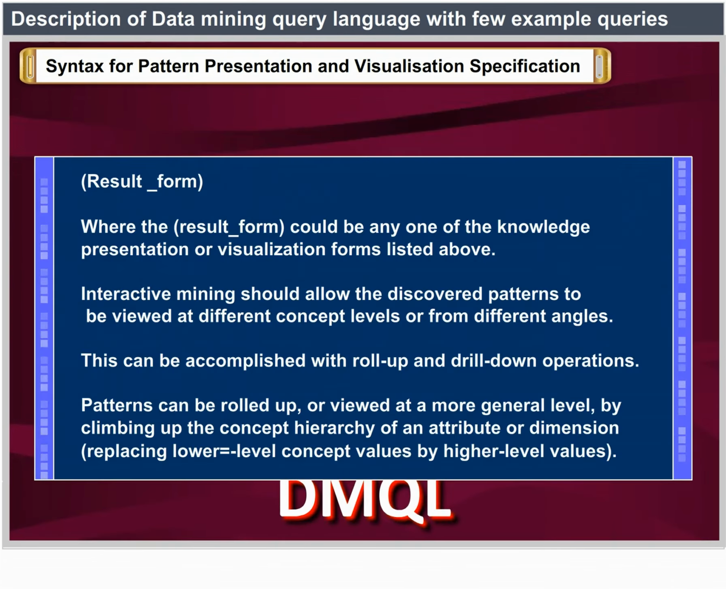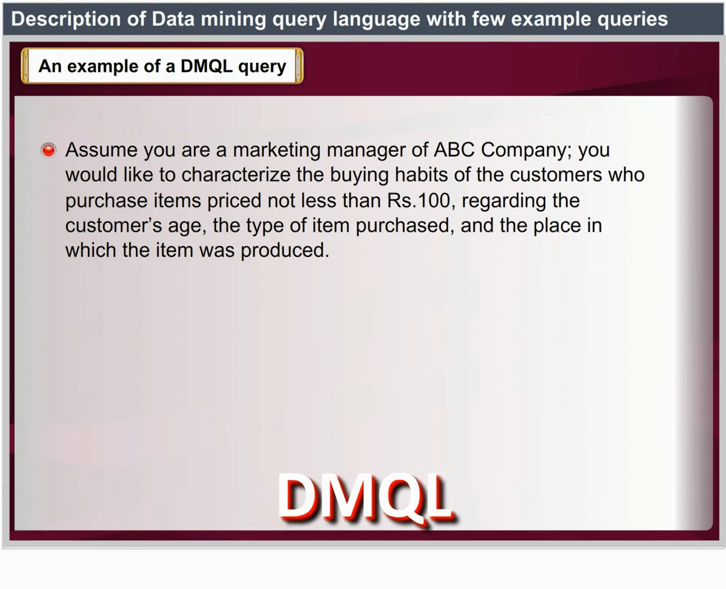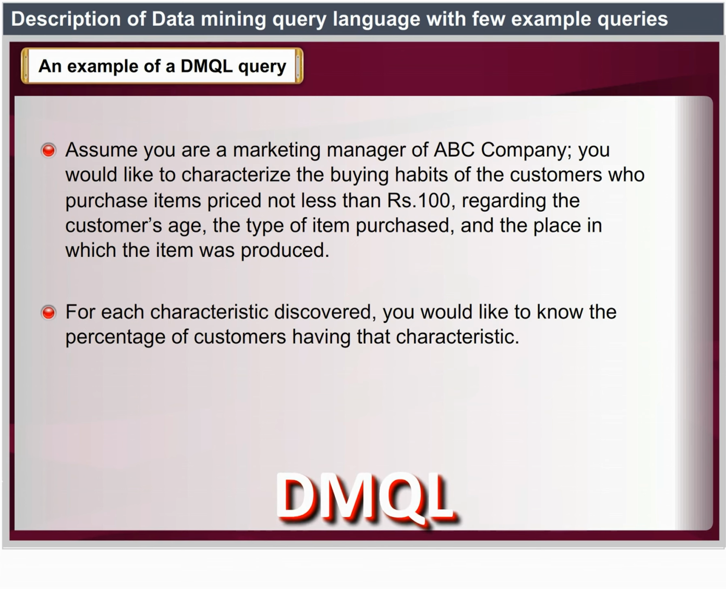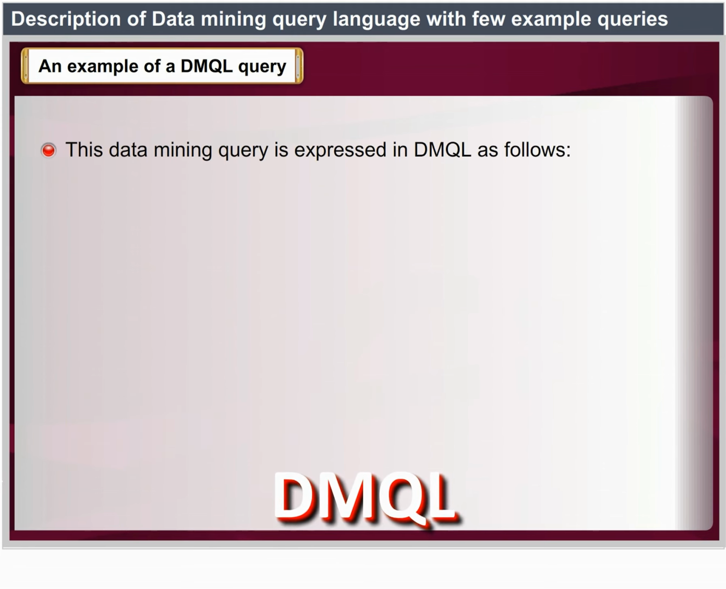An example of a DMQL query. Suppose as a marketing manager of AB company, you would like to characterize the buying habits of the customers who purchased items priced at no less than ₹100 with respect to the customer's age, the type of item purchased, and the place in which the item was made. For each characteristic discovered, you would like to know the percentage of customers having that characteristic. In particular, you are only interested in purchases made in Sri Lanka and paid for with Visa credit card. You would like to view the resulting descriptions in the form of a table. The data mining query is expressed in DMQL as shown on the screen.